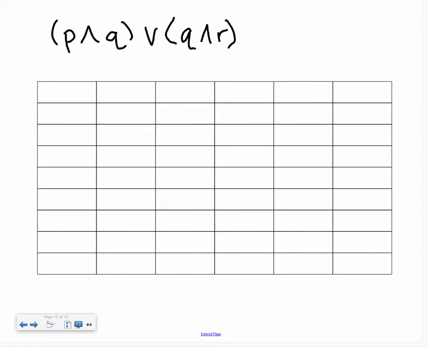Let's see if we can take it up one more notch. I have a P, a Q, and an R. So again, I'm going to have the same information as the last table. I'm going to write in my statements. So I have P, I have Q, and I have R. They could all be true. It could be true, false, true.